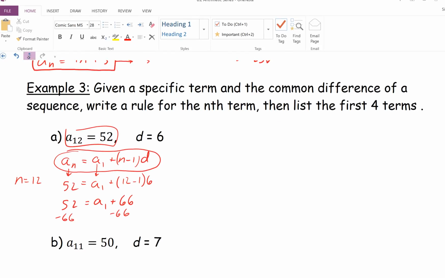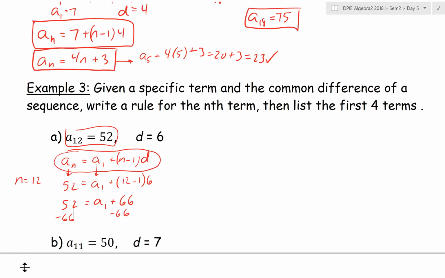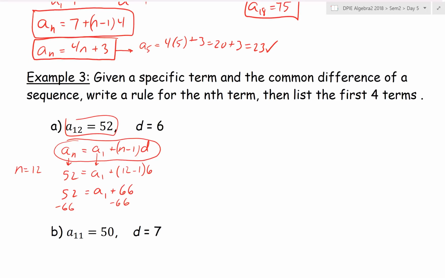And I have a second, I'll create a little more space. So I subtract 66 from both sides. I have negative 14 equals a1. So now that I know what a1 is, I can write my formula.